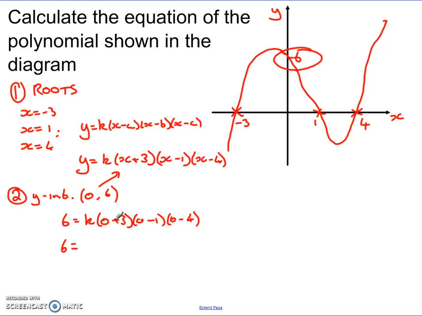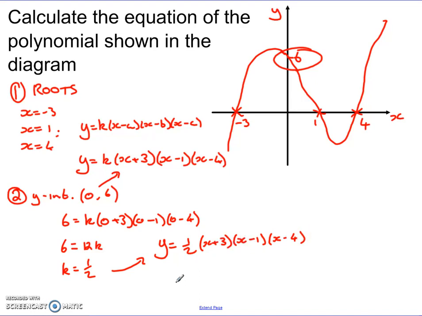So 0 plus 3, so I've got 3, negative 1, negative 4. So 3 times negative 1 times negative 4 gives me 12. So I know 6 is equal to 12k. k is a half. Now from that, I can write out my full form of my equation. I know y equals a half, bracket x plus 3, x minus 1, x minus 4. So there you go. I've got my equation of my polynomial.